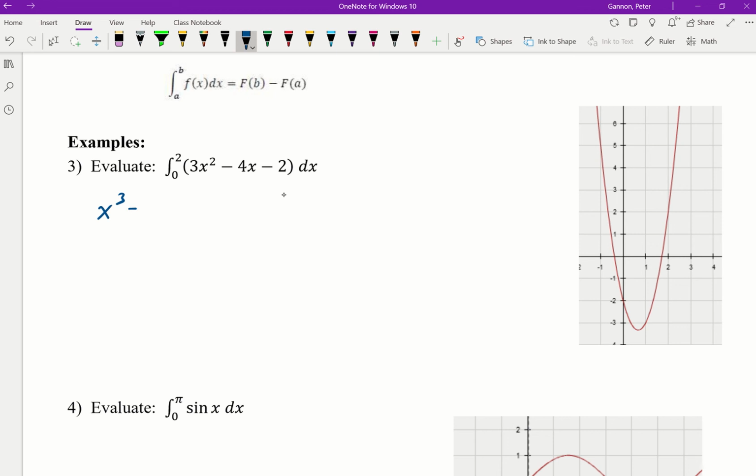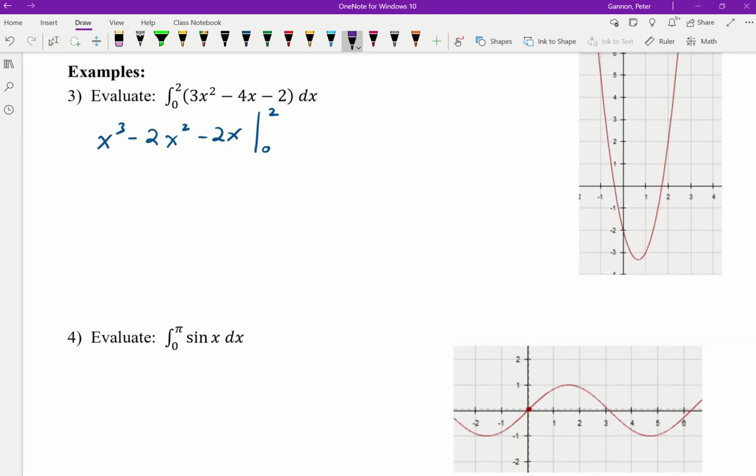The integral of negative 4x, you're going to raise the power to 2, and then we're going to multiply 4 by the reciprocal of 2, which is 1/2, so that becomes 2x squared, minus 2x. And then because this is a definite integral, we're not going to put plus c, we're going to evaluate from 0 to 2. What that looks like, we're going to evaluate the upper limit first. So 2 cubed minus 2 times 2 squared minus 2 times 2. That's all the antiderivative at 2.